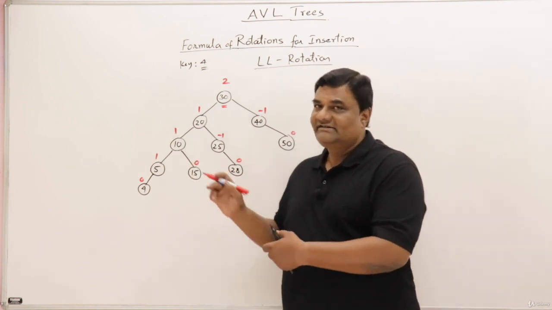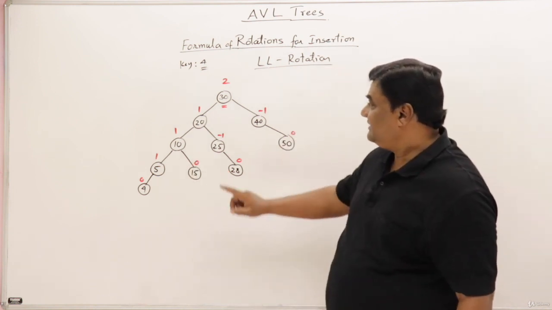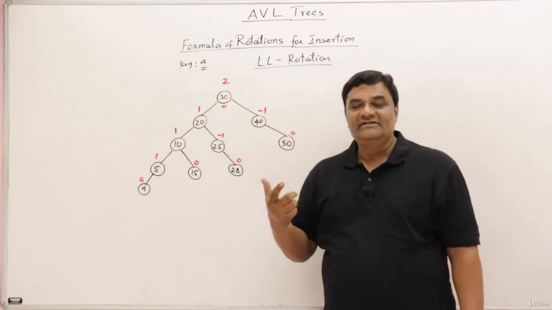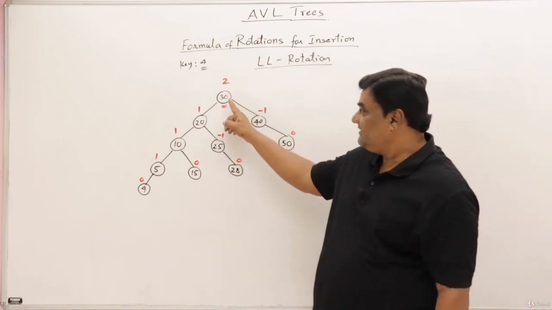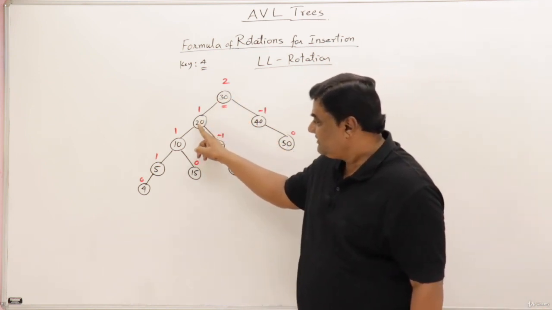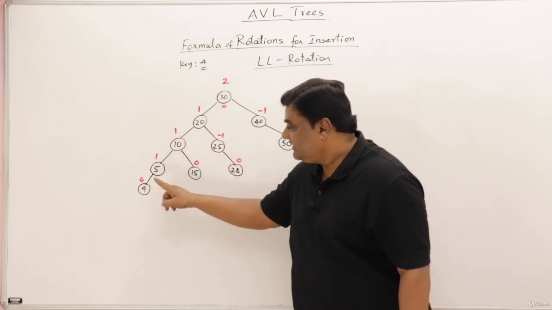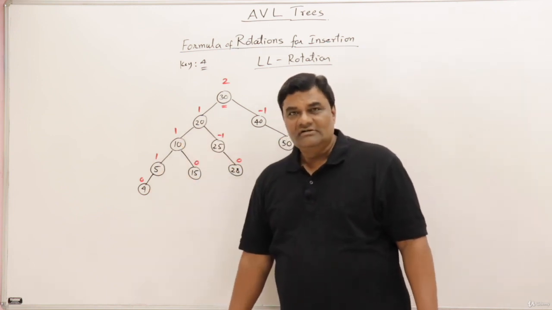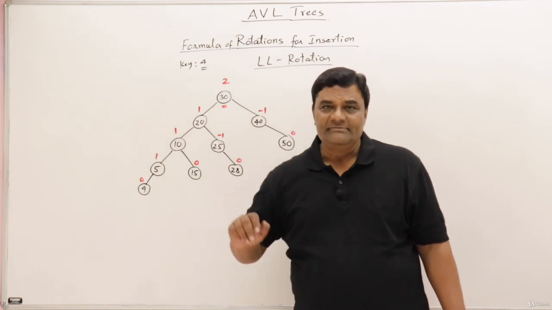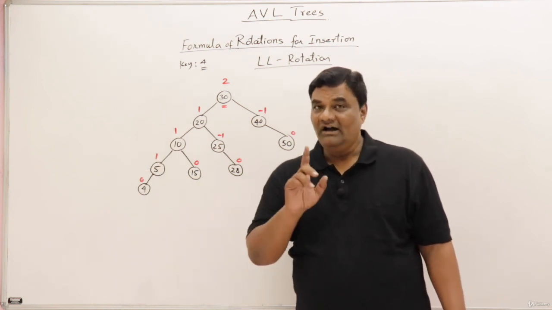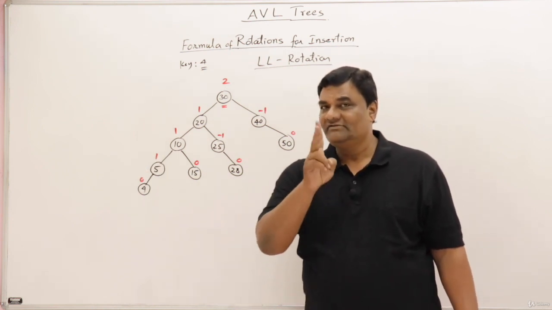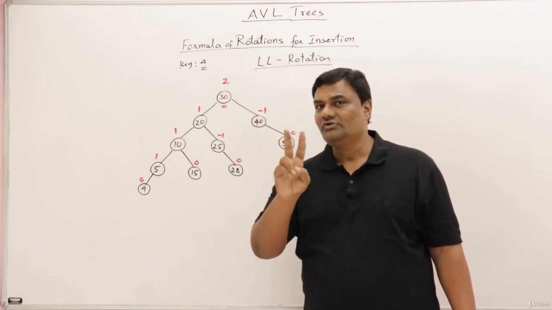Okay, now we can see it perfectly. Who became imbalanced? This one. Where was the insertion done from here? Check it. Left, left, left, left. Shall I say LLLL, 4 times? No. You have to consider only 3 nodes or 2 steps.